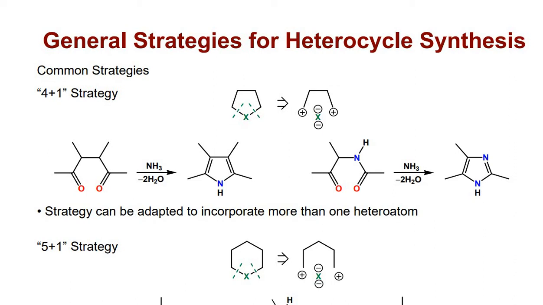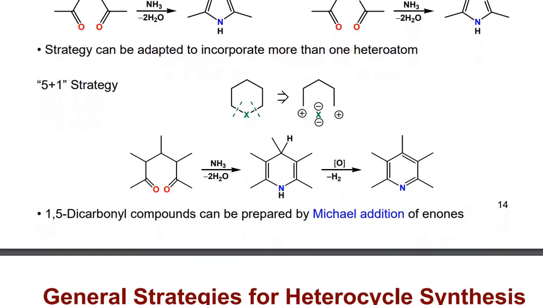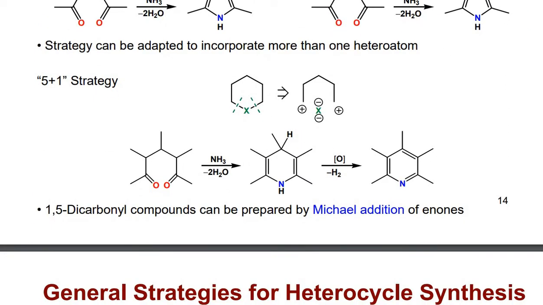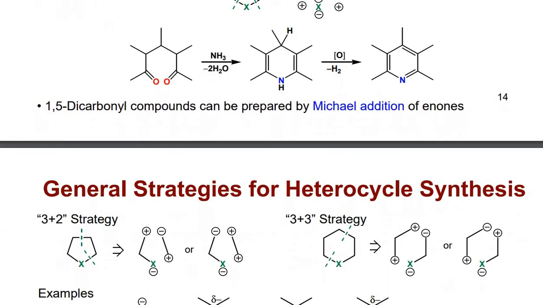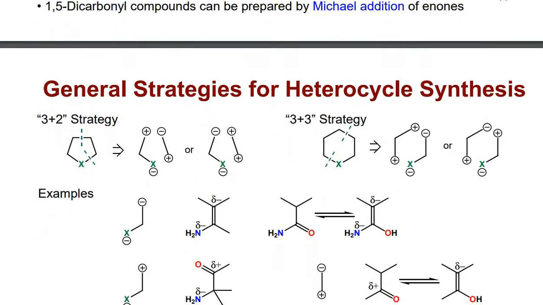General strategy for heterocyclic synthesis: 4+1 strategy. Here 4 means carbon, X for heteroatom. The formation of pyrrole, the formation of imidazole derivatives. 5+1 strategy is the formation of pyridine. You can see 5 carbons containing a 1,5-dicarbonyl compound and the nitrogen source is ammonia. This is also known as Michael addition of ammonia.